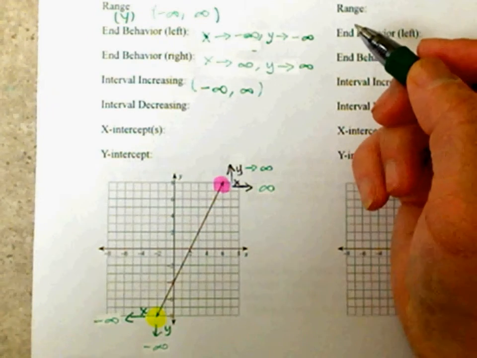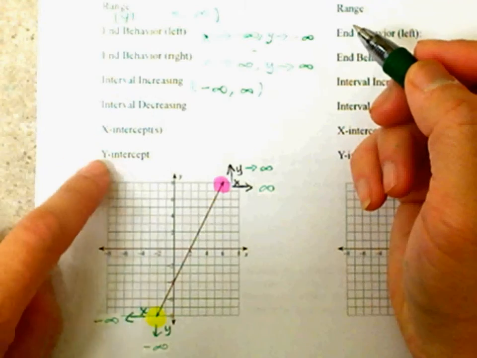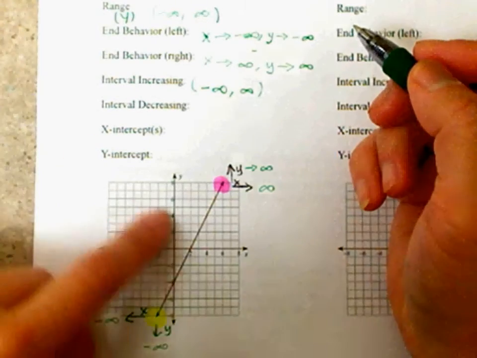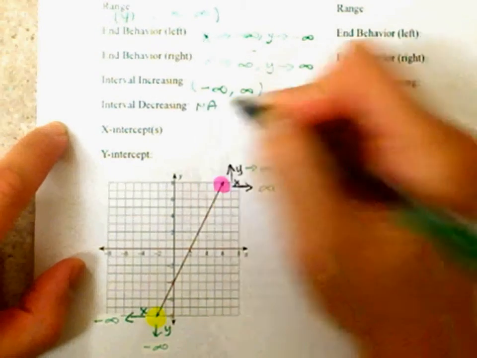Regarding interval decreasing, if you look, this graph is not decreasing at all. So this graph does not apply regarding decreasing.